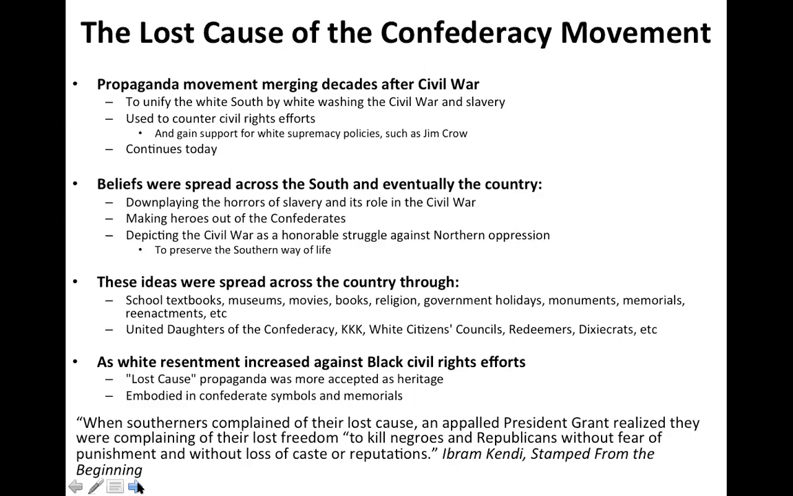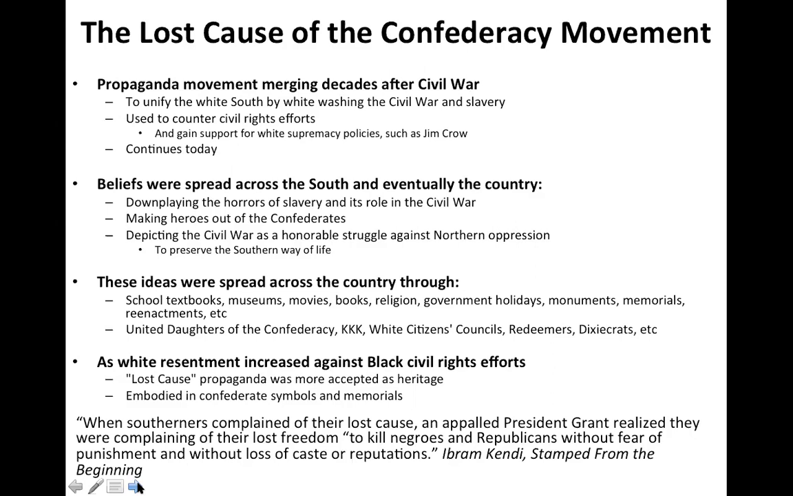So the three main things it was focused on were downplaying the horrors of slavery and the role slavery had in the Civil War, making Confederates heroes, and then depicting the Civil War and the Reconstruction that followed. That brief moment when we tried to create an egalitarian society in the South was ultimately overthrown by white supremacy. These narratives depicted the Civil War and Reconstruction as Northern aggression, and depicted the South as the victims of the Civil War, the victims of Reconstruction, the victims of an oppressive, corrupt northern government that was trying to control them. So it completely changes the history of the Civil War.